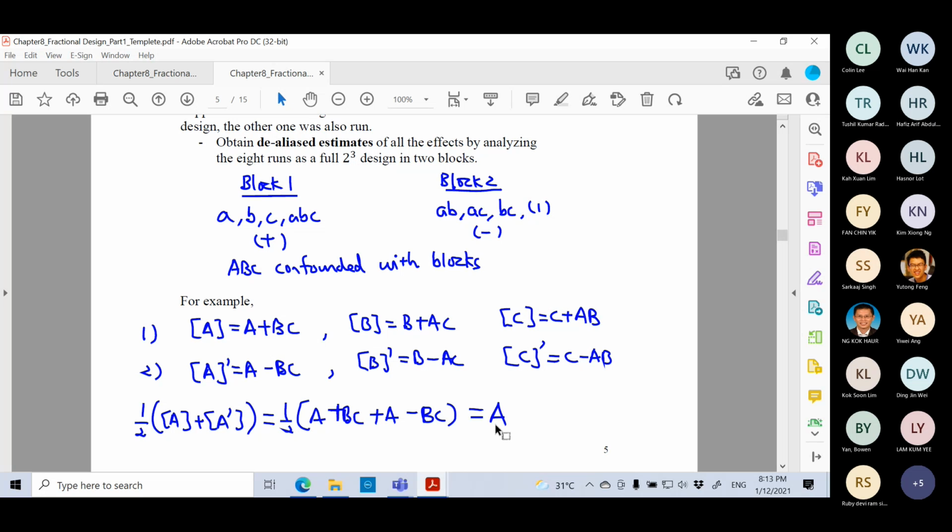Okay. But now our issue here is that we want to run only the first half. We do not want to run the second half. So this is an objective for our study here. We want to run the fraction, the fraction of the design.